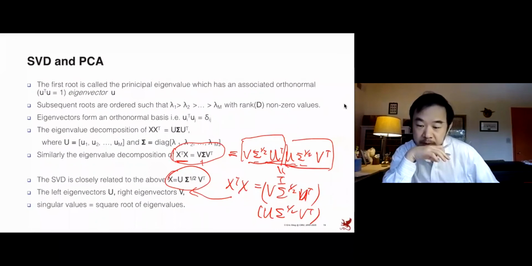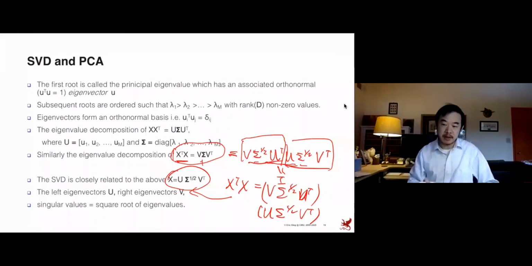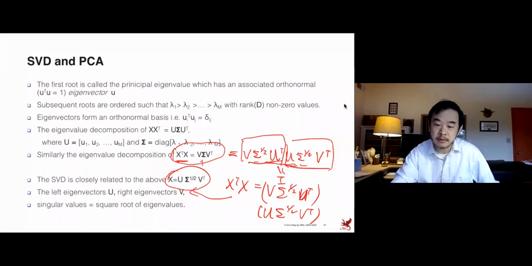Is there a difference between singular? Okay, so Daniel already answered the question. Any other questions at this point in terms of the relationship between SVD and PCA?